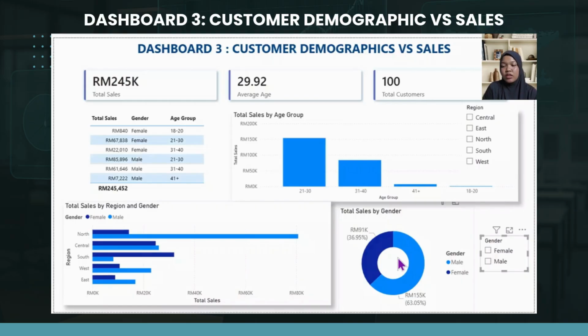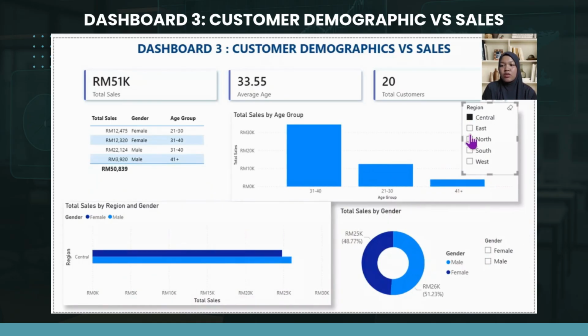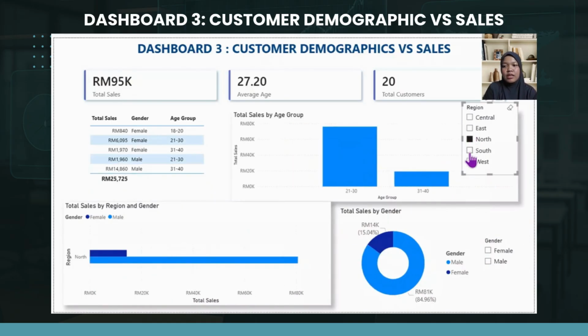The dashboard also includes a regional analysis that compares sales performance by gender across different regions. Based on the chart, the North region recorded the strongest demographic sales performance among all regions. Both male and female customers in the North contributed higher sales compared to customers from other regions.